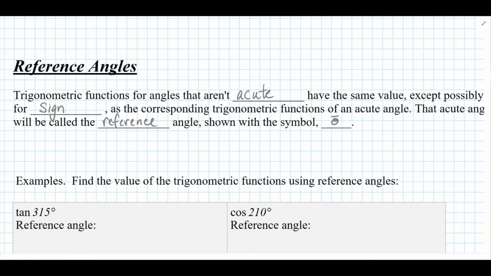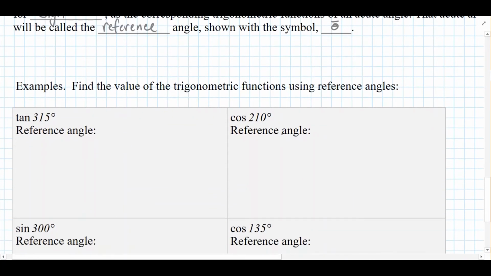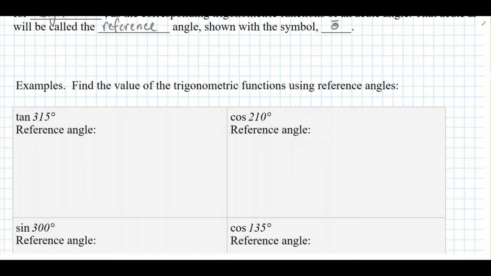Reference angles will allow you to evaluate non-acute angles by first determining its reference angle and adjusting the result with the correct positive or negative sign. Reference angles are simply the acute angle formed by the terminal side of theta and the x-axis.